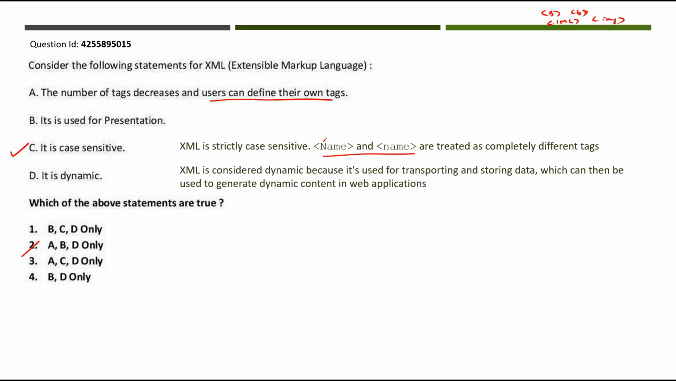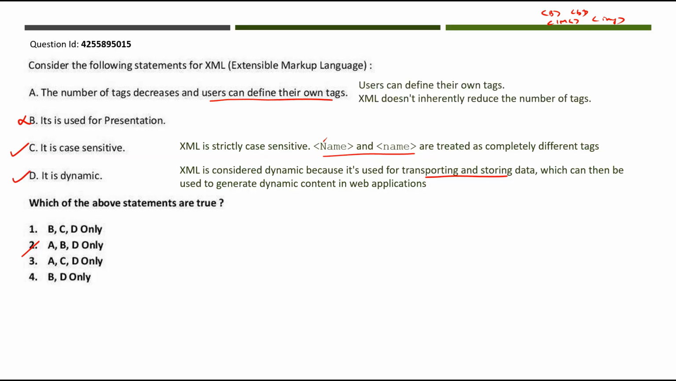What about dynamic? XML is considered dynamic because it's used for transporting and storing data, which can then be used to generate dynamic content in web applications. Generally, XML is not used for showing something. Displaying is actually done by HTML. Using HTML, you can display any kind of information. XML is not for that purpose. When you take this particular point, you can easily say that B is false and D is definitely true.